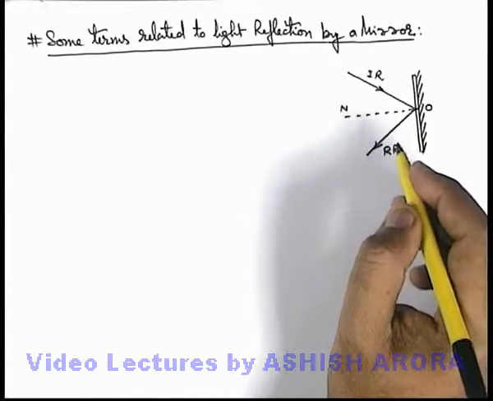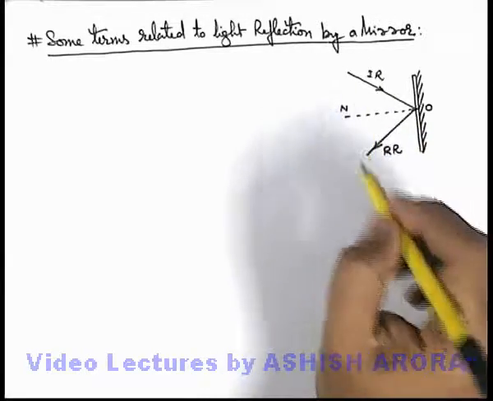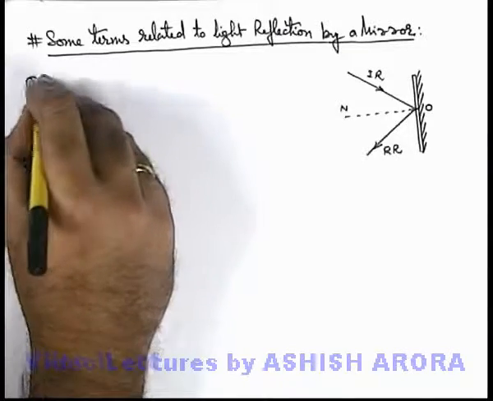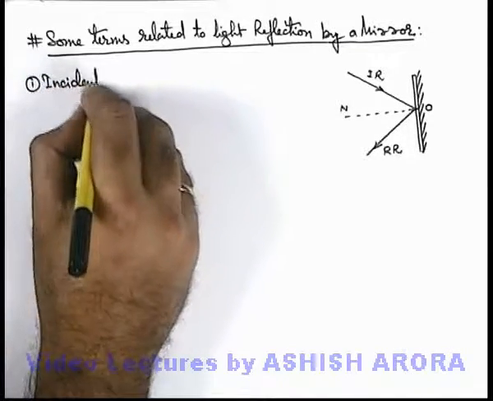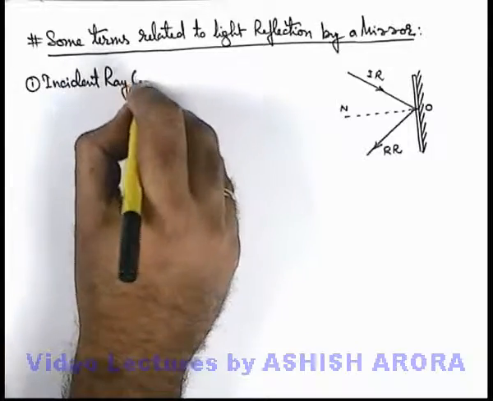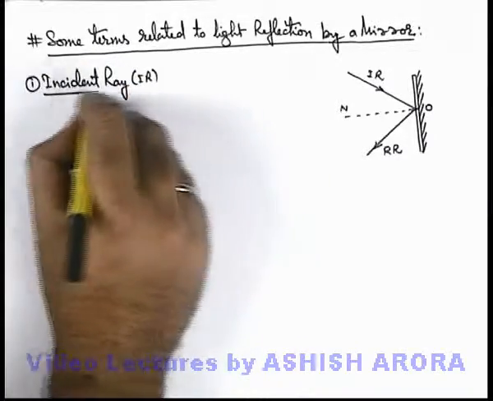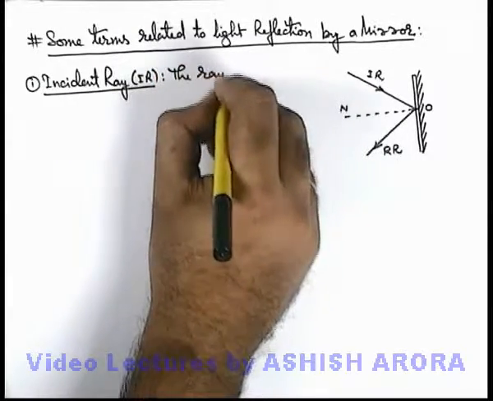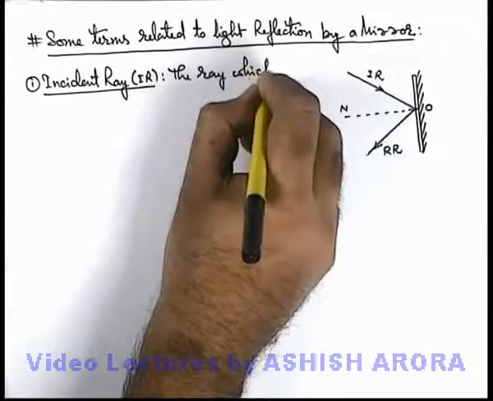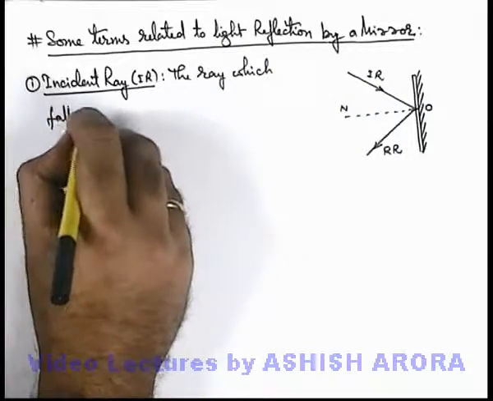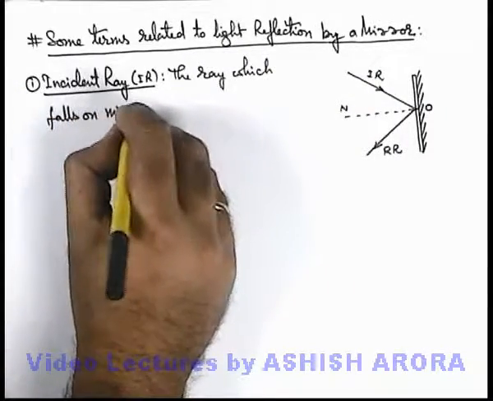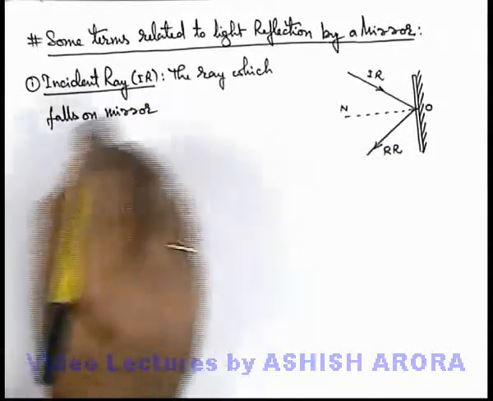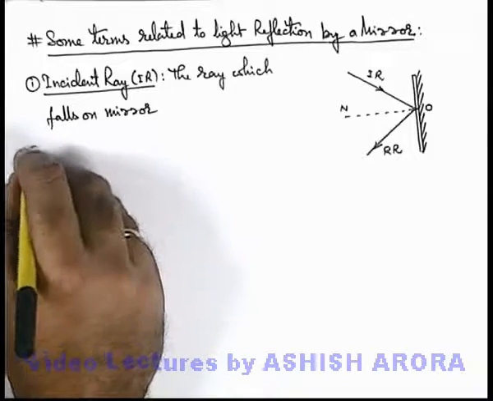Here we define some standard terms related to this kind of reflection of a light ray from the mirror. The very first term we'll define is the incident ray, which is termed IR. Incident ray: directly we can write, the light ray which falls on a mirror. Any ray which falls on a mirror is called an incident ray because it is incident on the mirror.